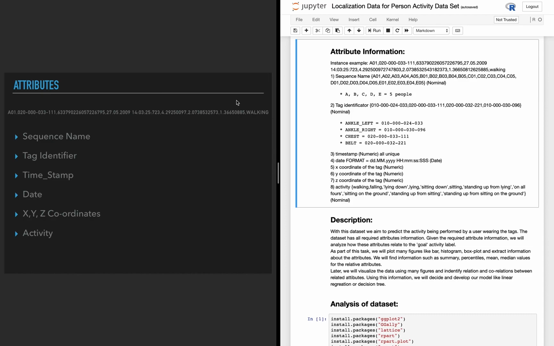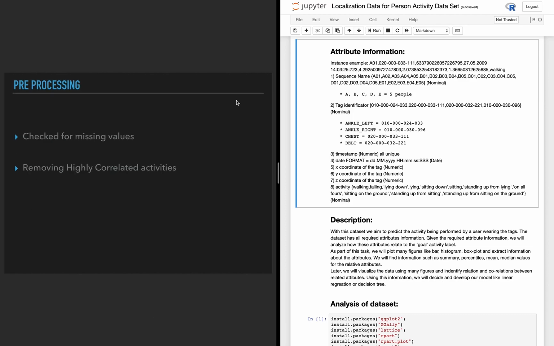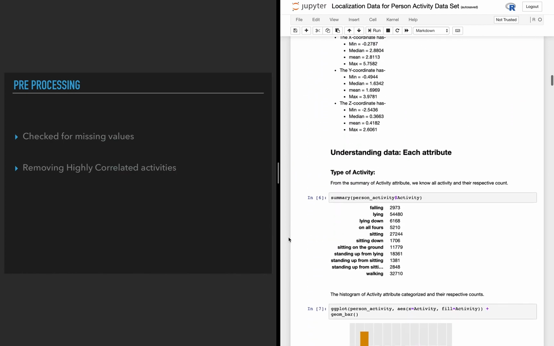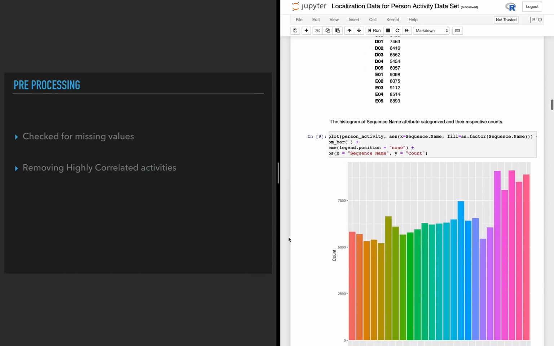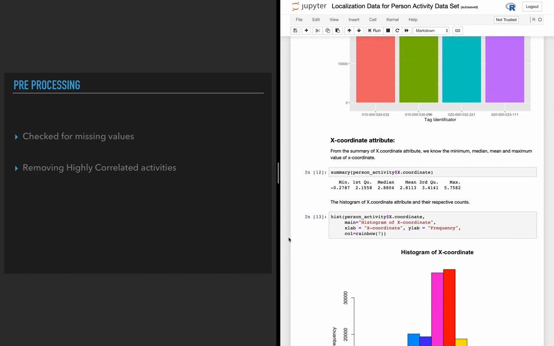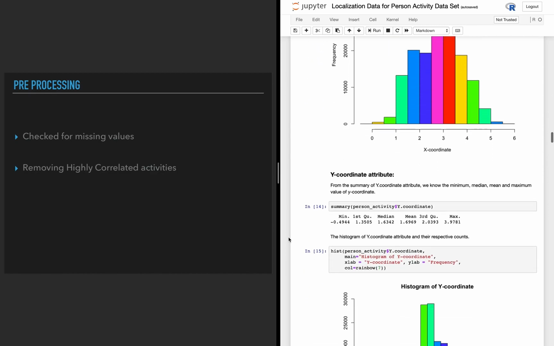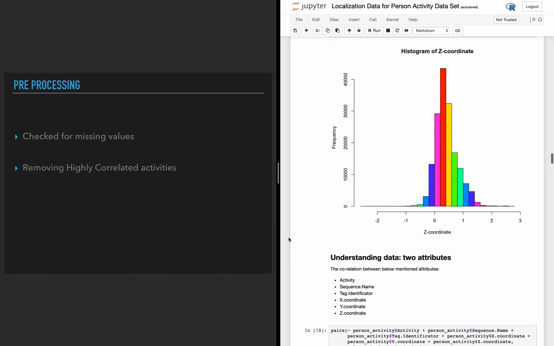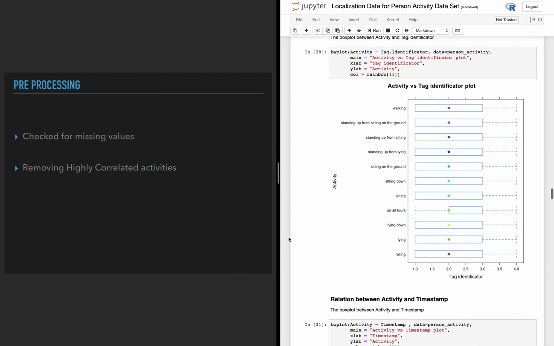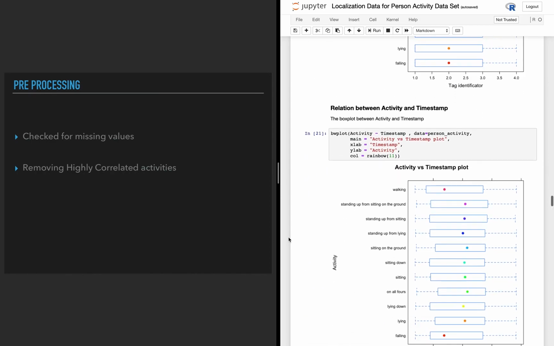Next, we get into pre-processing the data. As a part of our pre-processing, we checked for missing values and removed highly correlated activities. For example, activities such as lying and lying down had an extremely similar variation in terms of their features. So we removed these activities and ended up with final 3-class labels, namely lying, walking, and sitting. Since these are the most important activities generally performed by humans, we still managed to retain over 80% of our data set. We can see the cleaning being performed in the Jupyter notebook to the right.